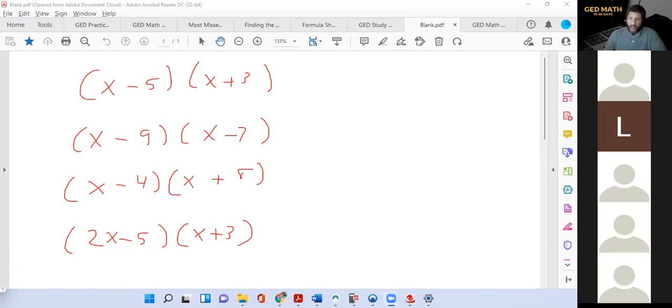So first of all, because a negative and a negative makes a positive, that's true, but we have to do each term. So what is x times x? X squared. Got that part. Okay. What is x times minus 7? Negative 7x.